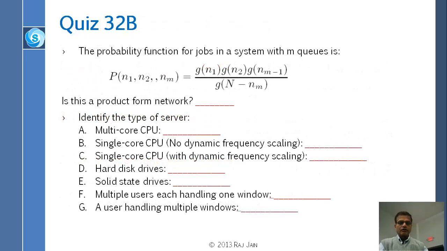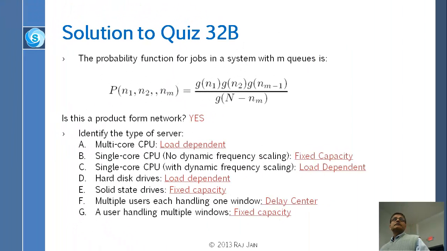And by the way, single core CPUs are of two kinds: without and with dynamic frequency scaling. Everybody understands what dynamic frequency scaling is, that you change your rate. You are running at 2 gigahertz and then suddenly you start running at 5 gigahertz. Then hard disk drives and solid state drives. Shall I come to the answers?